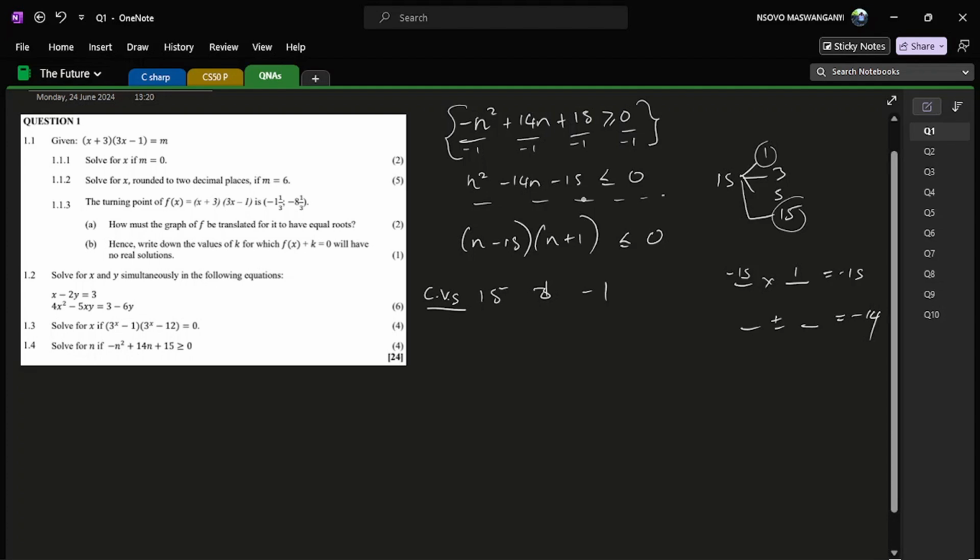You are not supposed to write any equal sign here. Some people might say n is equal to 15 or n is equal to -1. No, we are not supposed to see any equal sign in this case because this is an inequality. So to solve for n now, we can use two methods. The one that I like and the one that I don't like the most. The first one that I like is using a graph, because we know that this is a parabolic graph, so we can just sketch it.